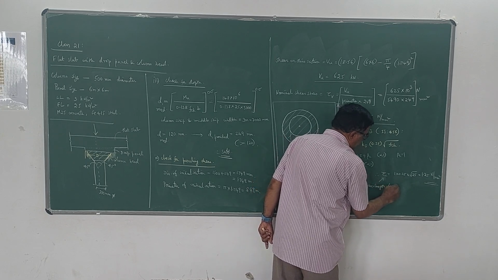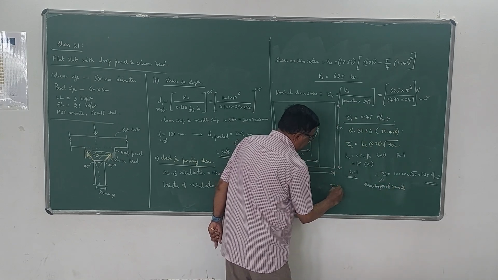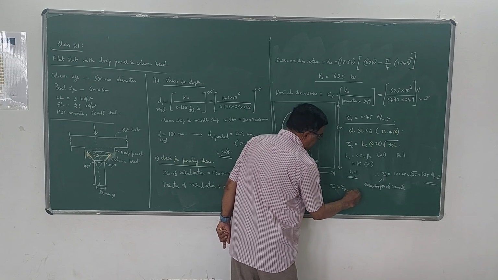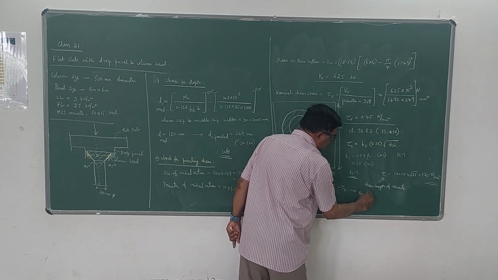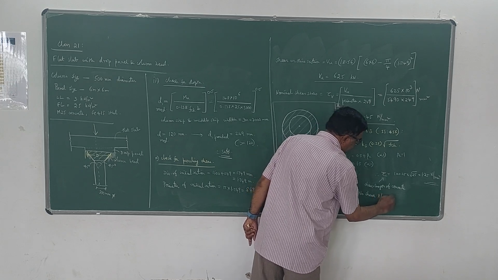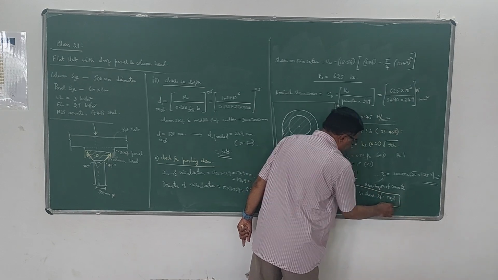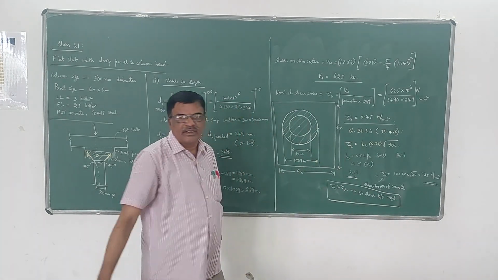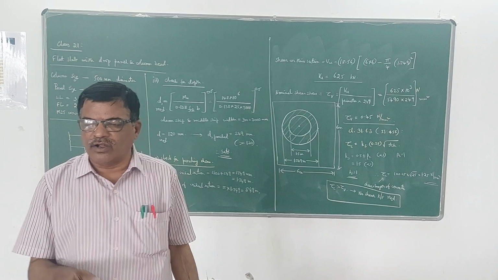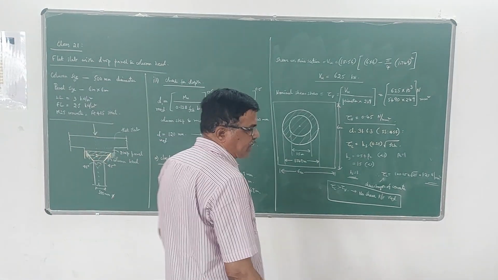So you can see here tau C is greater than tau V. When tau C is greater than tau V, no shear reinforcement is required because concrete itself will take the shear. If you get tau V greater than tau C, then you have to design the reinforcement for shear. But normally in slabs, as already told, shear is not a main criterion.